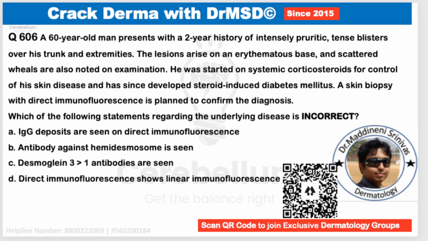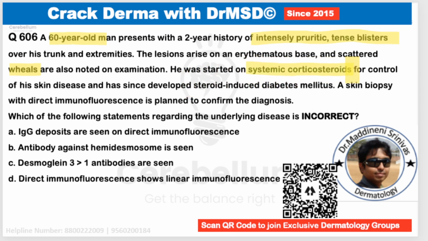Always read the question very carefully, focusing mainly on the buzzword. So in this question it is mentioned: a 60-year-old man presenting with a history of intensely pruritic tense blisters, that is, fluid filled lesions which are present over the body. And you can see that it is mentioned that there are wheals present over the body over which there is this vesicle and bullous lesion formation.